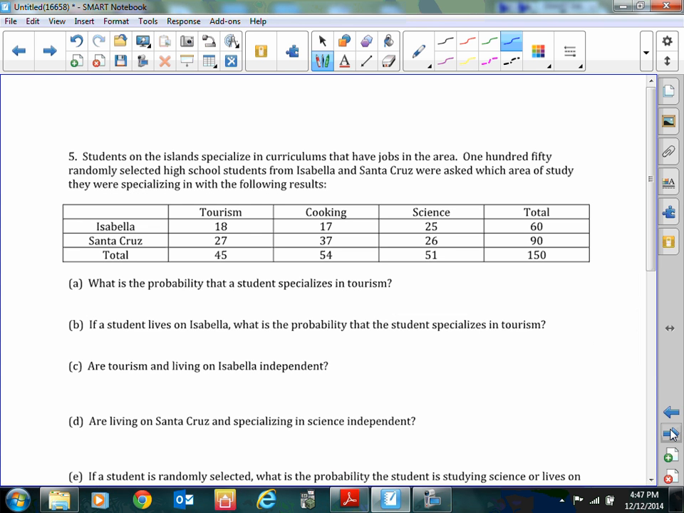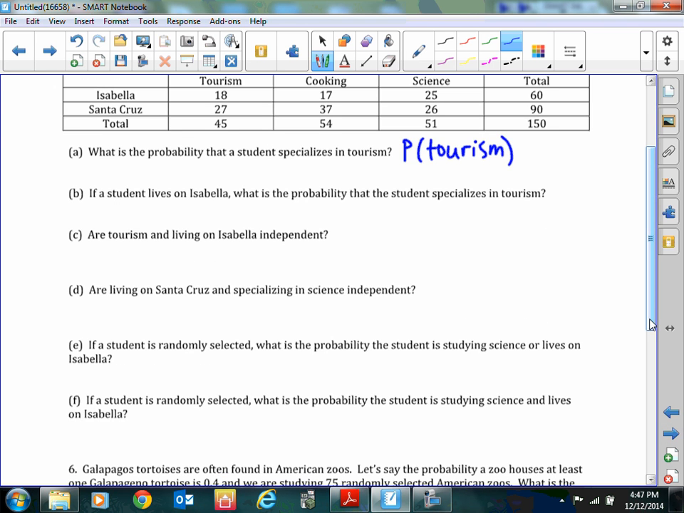All right, next. Okay, these ones we haven't seen in a while. This is from chapter 15. So I think A is pretty straightforward. This one is tourism overall. So basically, when you find this answer, you'll be getting the probability of tourism overall. Now look at how B is asked. If a student lives on Isabella Island, that means given that they live on Isabella, what's the probability that they specialize in tourism?